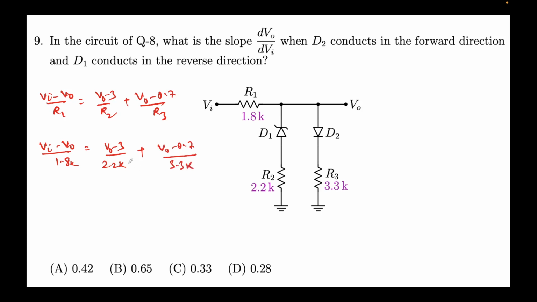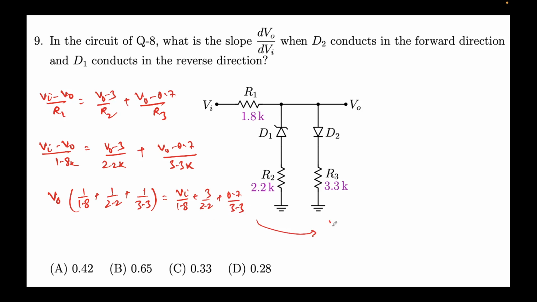So the k's get cancelled, and I'll collect all the terms of V0 to one side. I'm bringing them all to the left. This is coming out to be V0 times (1 over 1.8 plus 1 over 2.2 plus 1 over 3.3). All the constants will come on the right side. This will be equal to Vi over 1.8 plus 3 by 2.2 plus 0.7 by 3.3. So this is the complete expression that we had obtained.